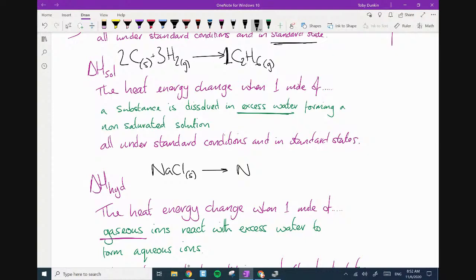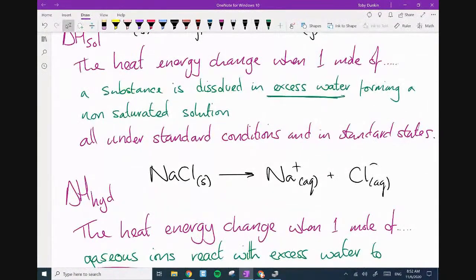I've made a mistake. And that's where it's so important to know your equations. I apologize. There we go. So forming a non-saturated solution of its aqueous ions.